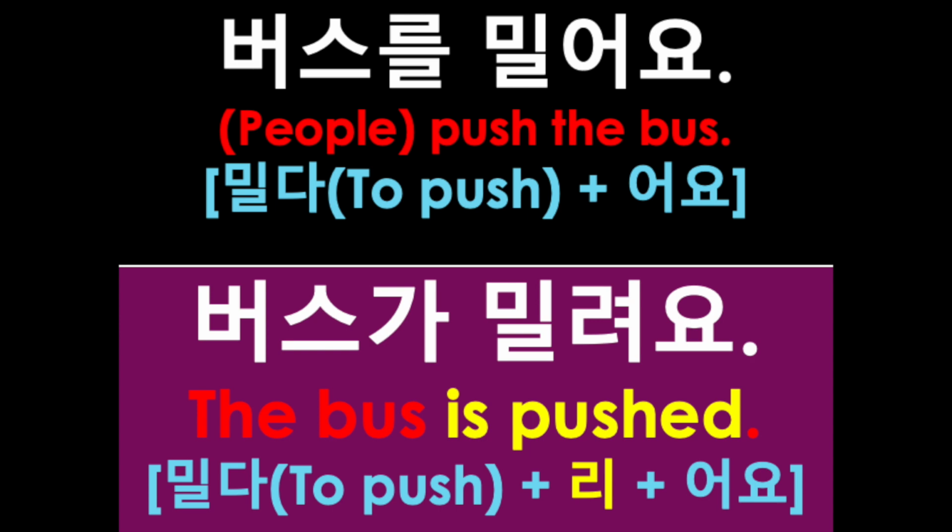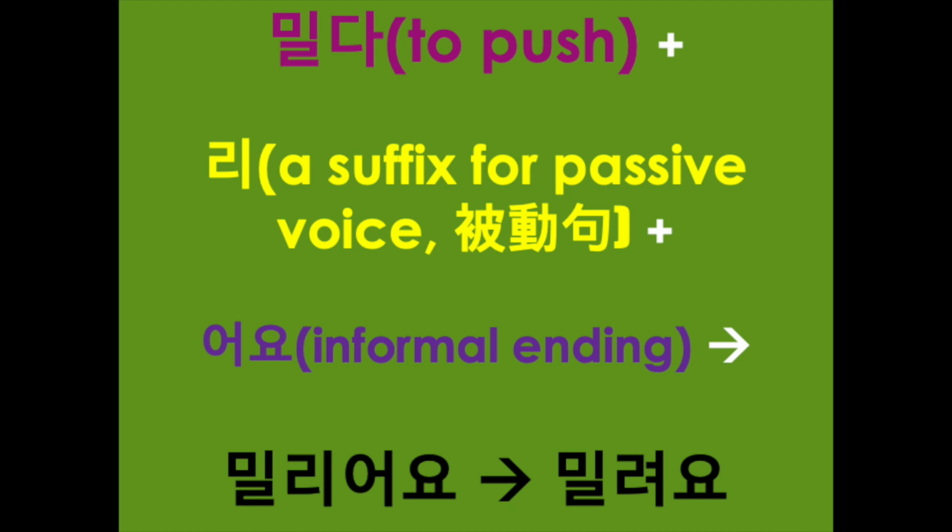If you look at the passive voice sentence, 버스가 밀려요, you see the word 밀려요. 밀려요 is a word in which three different words are combined together. The first one is 밀다, which is a verb. The second one is 리, which is a passive voice suffix to make the passive voice sentence. And the last one is 어요, that is the ending for the informal speech.